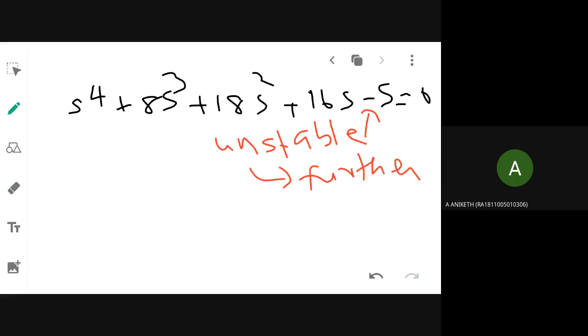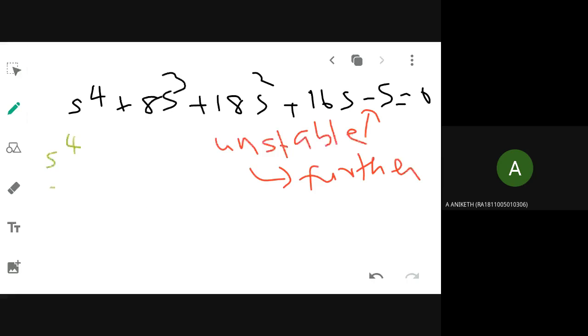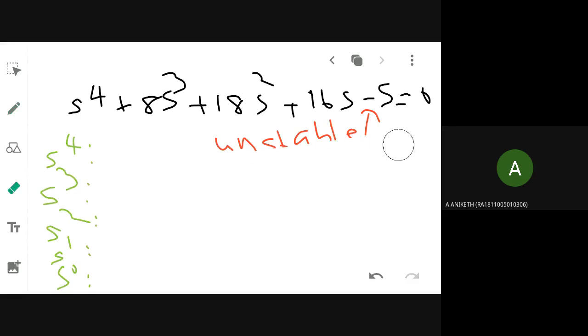Tell me, you have to tell me. One problem already solved: S^4, S^3, S^2, S^1, S^0. Now you have to form the Routh array. So how will you form the first two rows? Tell me.